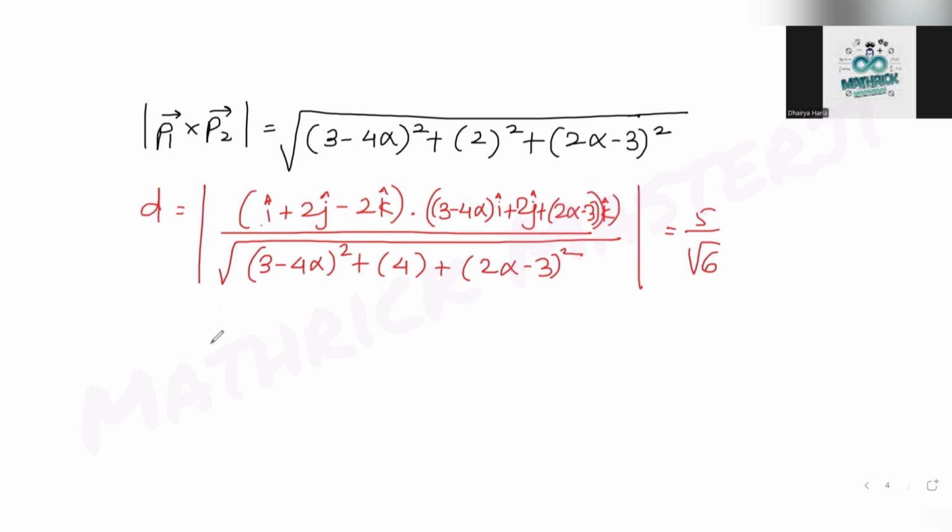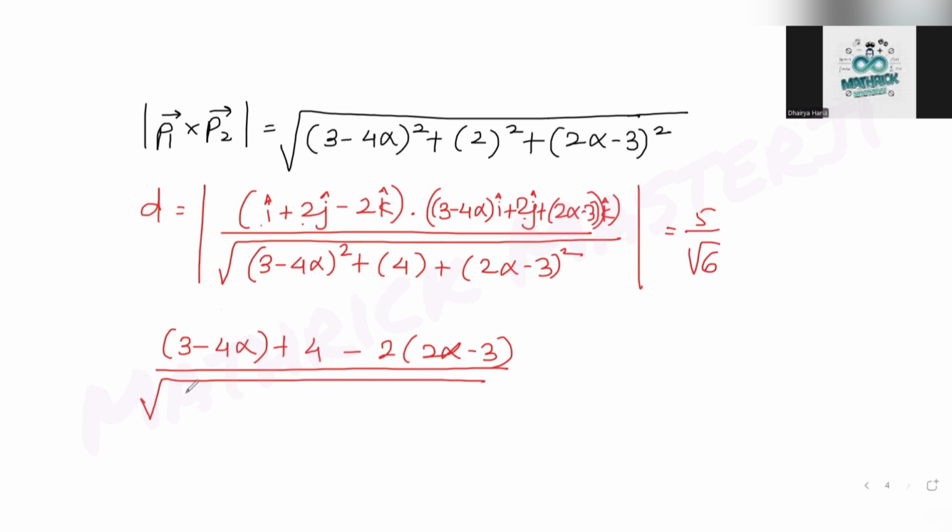So i and i get multiplied. So 3 minus 4 alpha plus 2 into 2, so plus 4 minus 2 into 2 alpha minus 3, over square root of the whole thing.